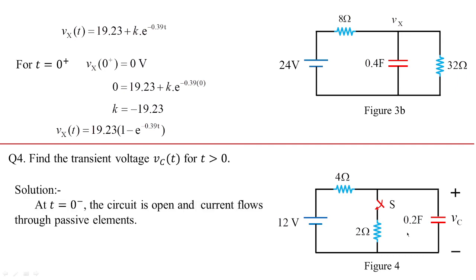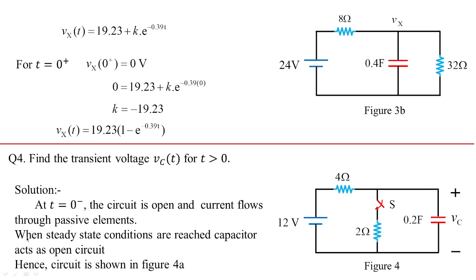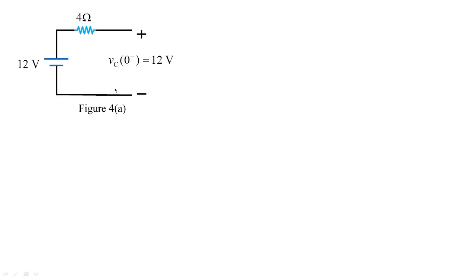So in figure 4, at t equal to 0 minus, the circuit is open here, but the current will flow. Why will the current flow? Because 12 volts is connected in series with 4 ohms and in series with 0.2 farads. So current flows through the passive elements here, and when the steady state conditions are reached, the capacitor acts as an open circuit. That we have already seen. So this figure 4 changes to the circuit shown in figure 4a.